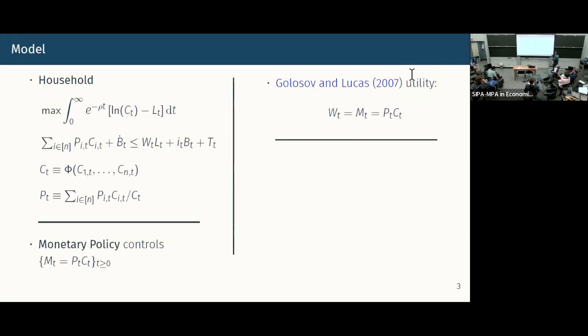So then what Gauss and Lucas preferences give us is that with these preferences, the intertemporal Euler equation of the household is just going to imply that nominal wages are just equal to nominal GDP. Okay, so that has to hold in equilibrium. So by controlling nominal GDP in the economy, the central bank is implicitly just fixing the wages.